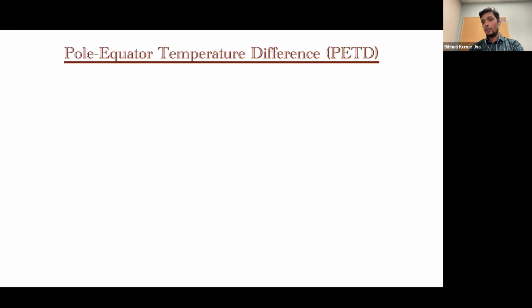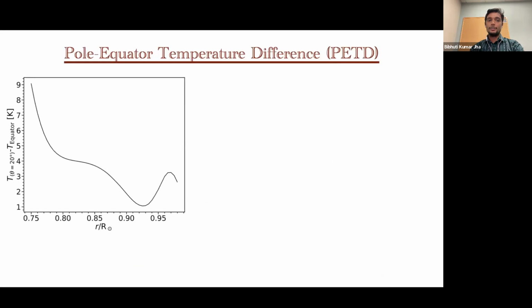Now it's time to talk about the observation. Is it possible to do the pole-equator temperature difference that we estimate from this work? In the case of the observed omega, this pole-equator temperature difference is still falling monotonically up to 0.925.